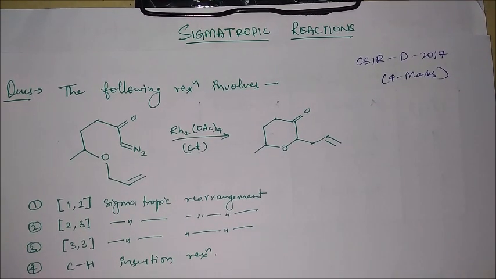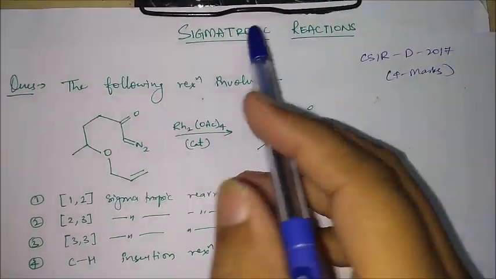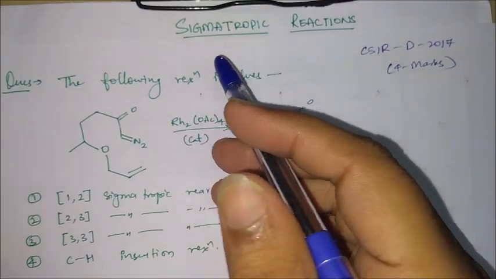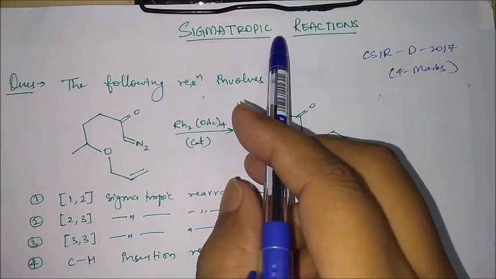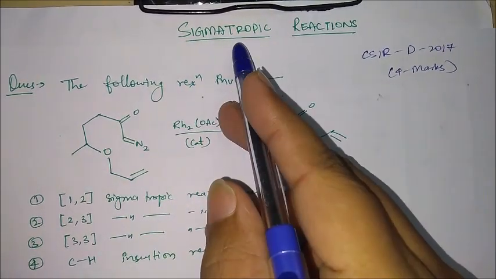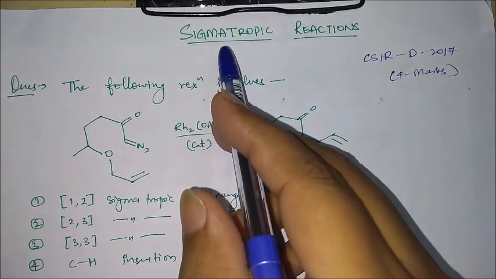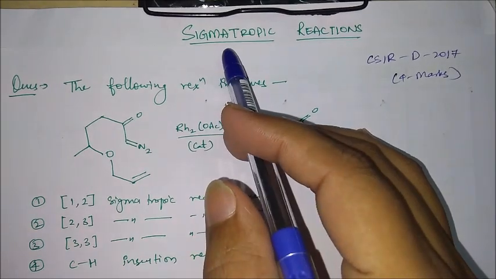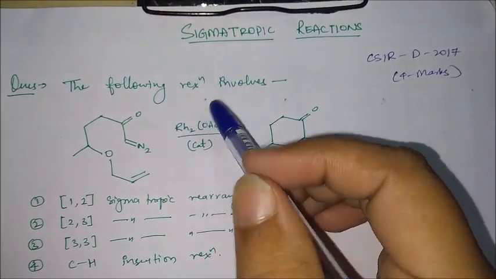Hey guys, hello everyone, and welcome to the channel. This video is going to be about sigmatropic reactions, which are one of the parts of pericyclic reactions. I thought of making this video because I have already completed the other parts of pericyclic reactions, that is cycloaddition reactions and electrocyclic reactions. Only sigmatropic reactions were left out, so that's why today I'm going to make this video.